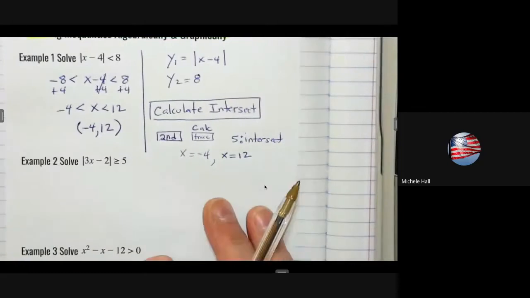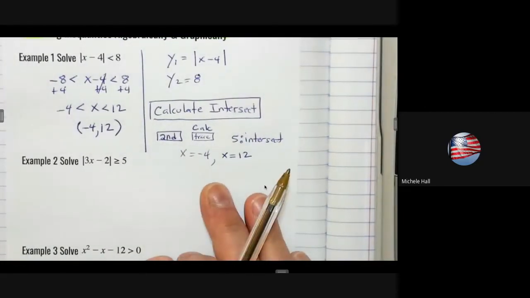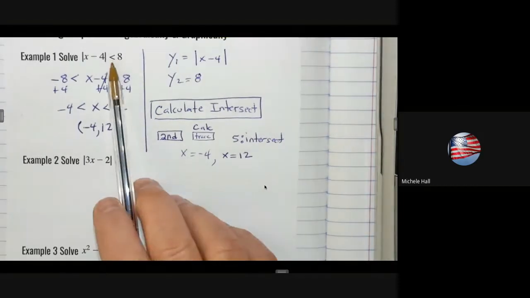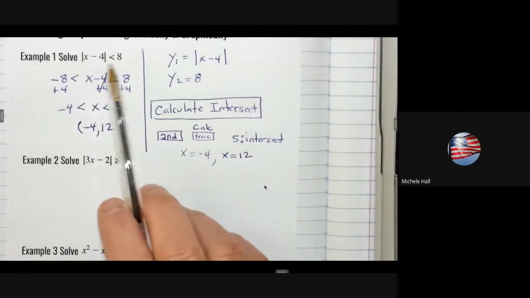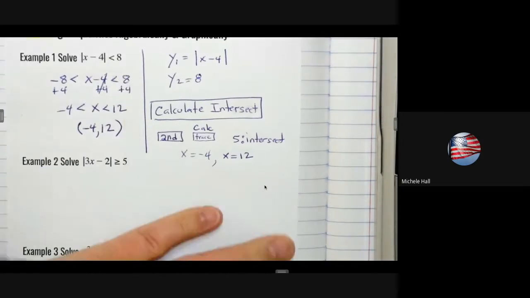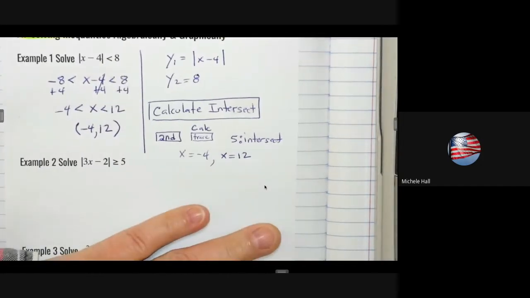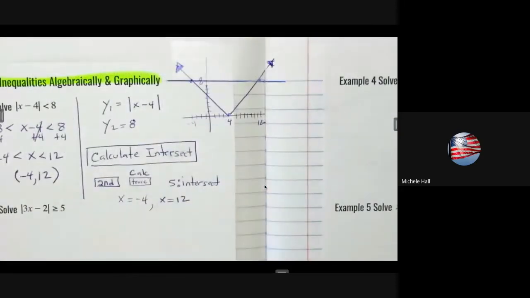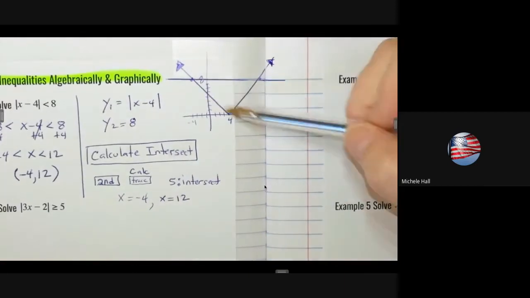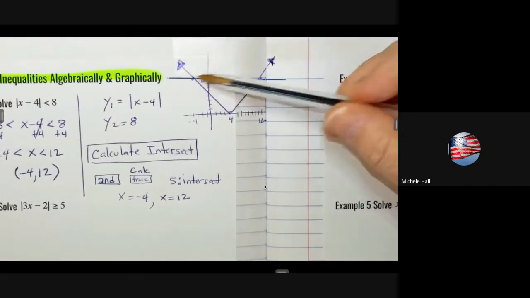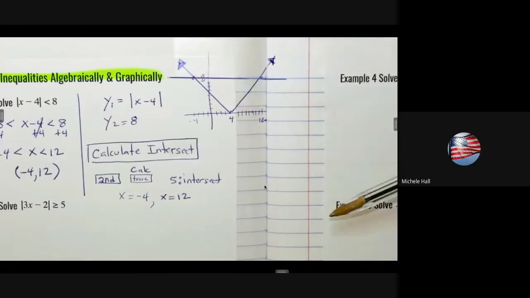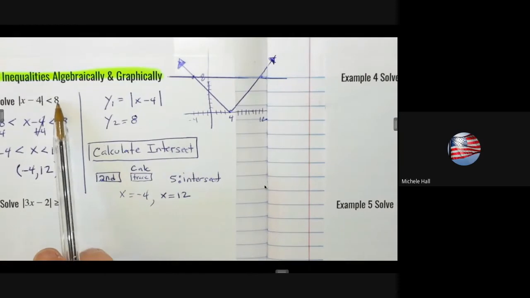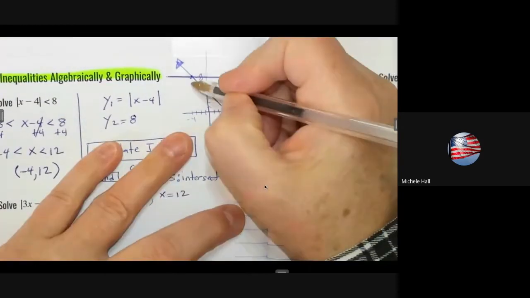What does this mean for the picture of the absolute value? It can't be just negative 4 and 12. This is an inequality. It's saying, what is the absolute value less than 8? I'm going to draw the graph up here. All right, here's the graph. We have the absolute value, and then we have y equals 8. This says, what is the absolute value less than 8? Well, this is where it would be less than 8.